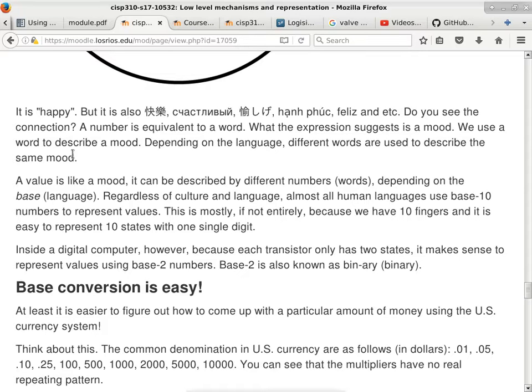And the words representing happy, I just picked Chinese. I think this is Russian. This is Japanese, Vietnamese, Spanish, and so on. Now, if I miss your language, it's not because I do not value your culture. It's just that there's a certain number of things that I can do in class. I cannot research all the possible cultures. So there's no intention of ignoring any particular culture.